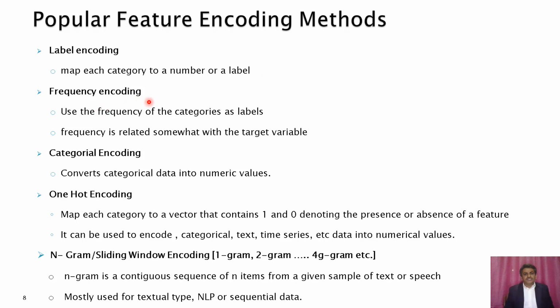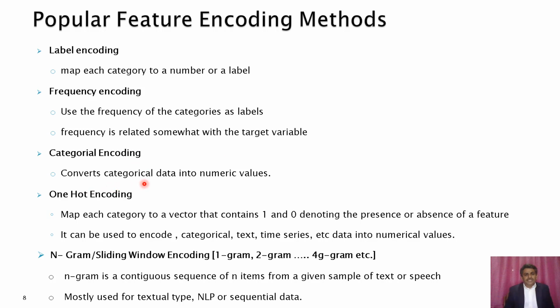Next is frequency encoding. Frequency encoding uses the frequency of categories as labels. Frequency is related somewhat with the target variable. So here we compute the occurrence frequency of each attribute or variable based on the number of examples in a dataset.